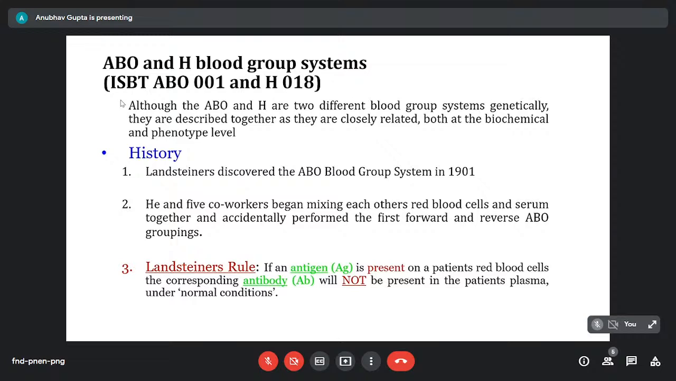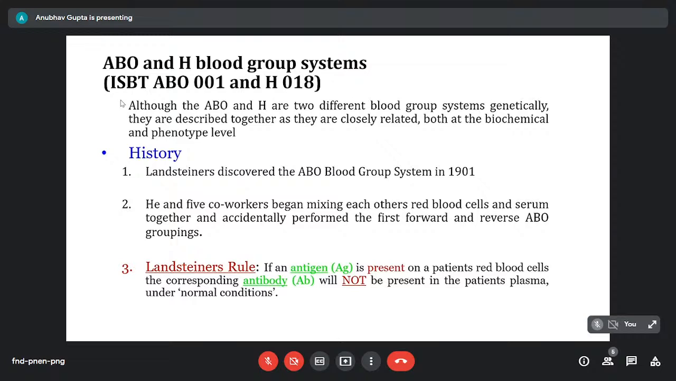Landsteiner's rule is that if an antigen is present on a patient's red blood cells, the corresponding antibody will not be present in the patient's serum under normal circumstances. That means if my blood group is A positive, I will have the A antigen, but I will not have the anti-A antibody under normal conditions. If I have anti-A, it is not normal. I may die. Why? Because my anti-A will agglutinate with my A antigen, and you may label me as auto anti-A.